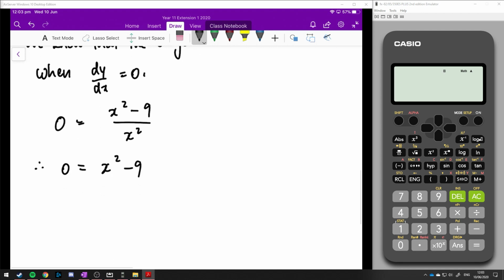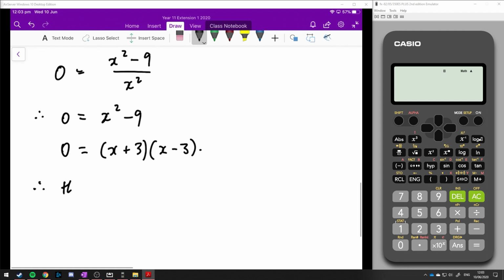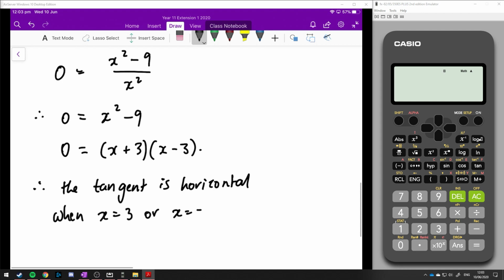Now, factorizing this, it's a difference of two squares. So we get 0 is equal to (x plus 3)(x minus 3). So therefore, the tangent is horizontal when x is equal to 3 or x is equal to minus 3.